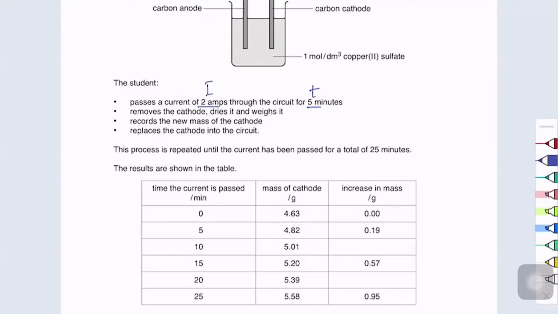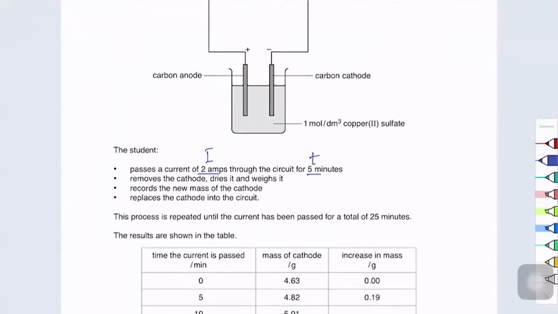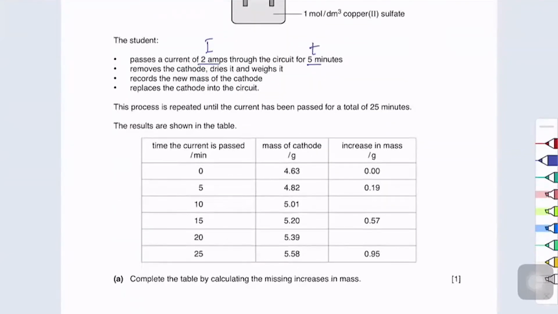Removes the cathode. In fact, this is a technique that we can use to figure out Avogadro's number in a lab. I'm sure this is the end of O levels, but if we had time, we could actually do this in a lab and figure out the exact value of Avogadro's number starting over here. This is a very simple method of doing this. Removes the cathode, dries it, and weighs it. So come back to this. They're basically allowing copper to come to the cathode and then measuring how much mass the cathode has gained. Records the new mass. So, okay. They do that for 5 minutes.